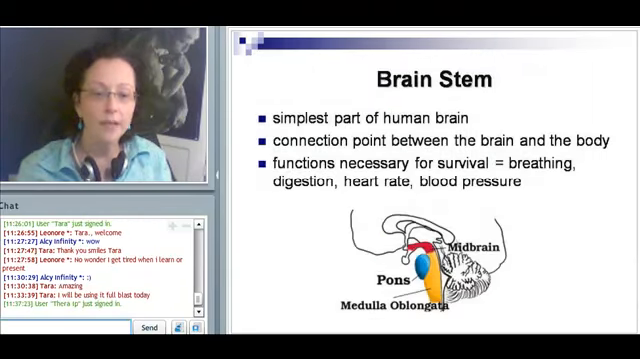And finally, we have the brainstem, which is at the very bottom. It's the simplest part of the human brain, the oldest part, and it is the extension of our brain, and it's the connection point between the brain and the body via the spinal cord. The functions necessary for survival that it's responsible for are breathing, digestion, heart rate, and blood pressure.